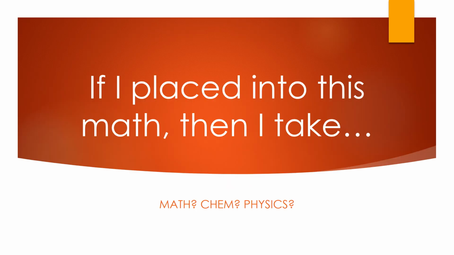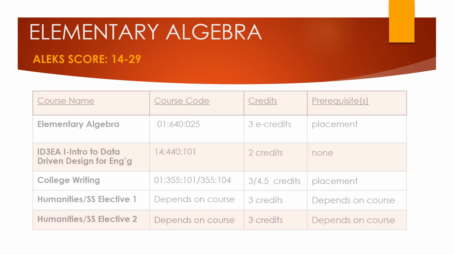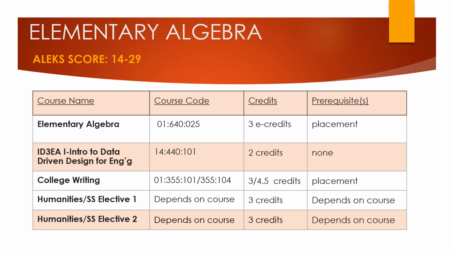So if you were placed into this math, what courses do you take? Math, Chem, Physics. Are you able to take a math based on your placement? I will be going through each math placement. So if this is your math placement, take a picture, keep it, and be ready for NSOs with that picture. I'm going to start with elementary algebra, and the ALEC score would be 14 to 29. And these are the courses that you will be taking.